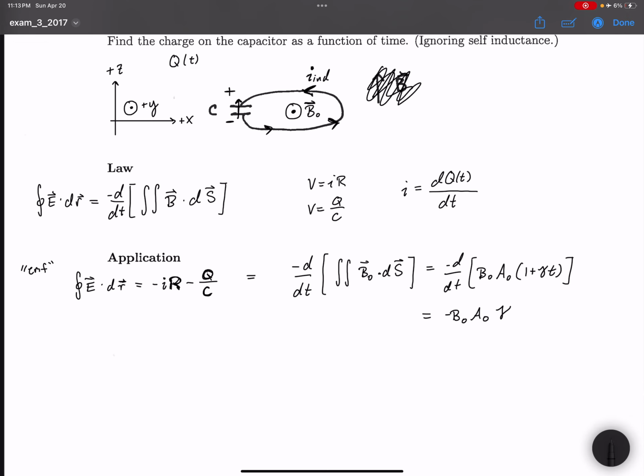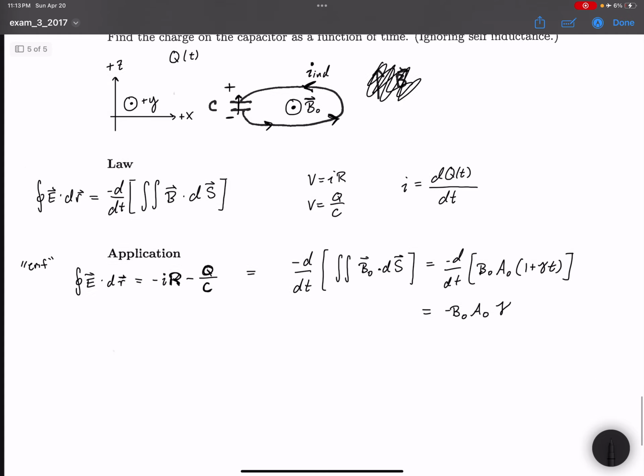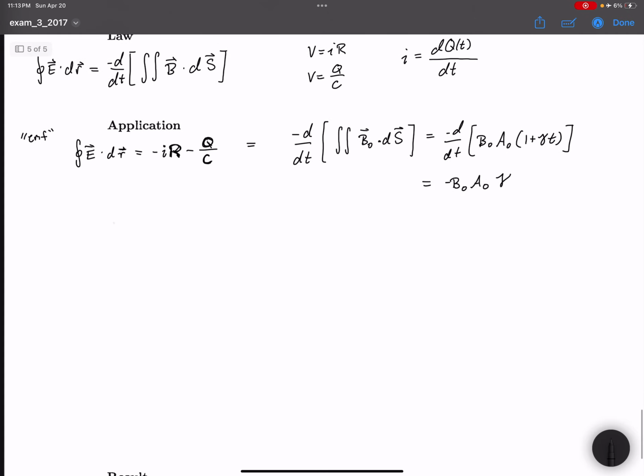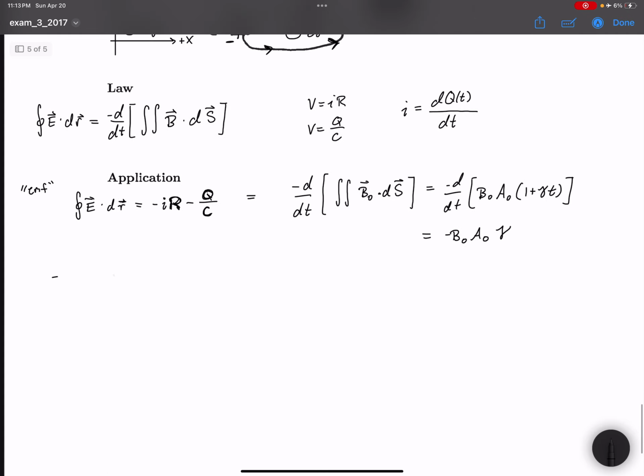So let's get this in the bag. We have, and I'm going to use this, when we're setting these equal to each other, I'm going to plug in I equals dq/dt. So we have negative dq/dt times R, minus 1 over C times Q, equals negative B naught A naught gamma.